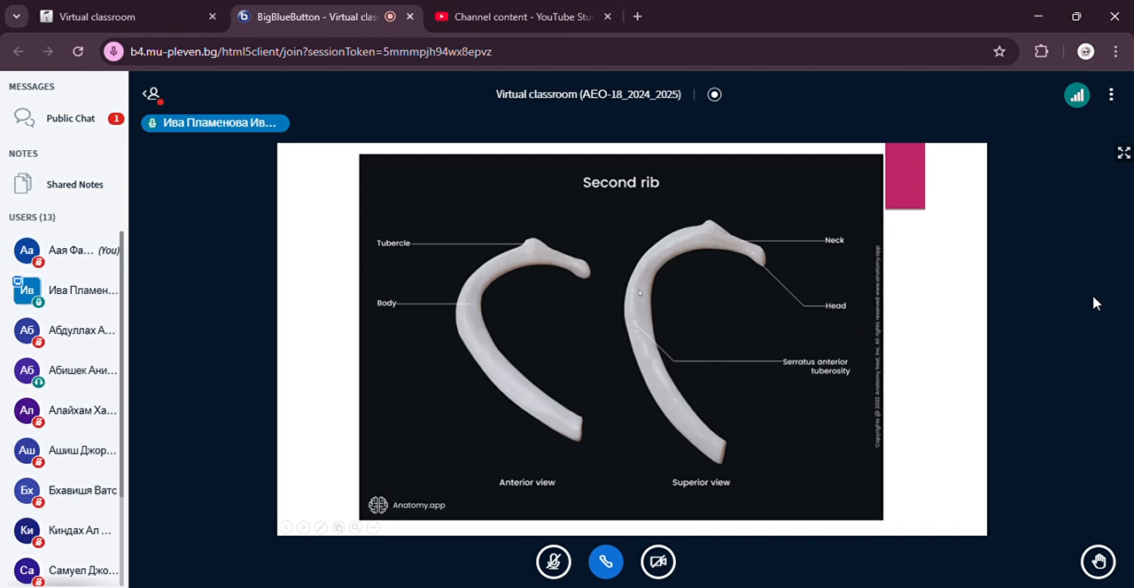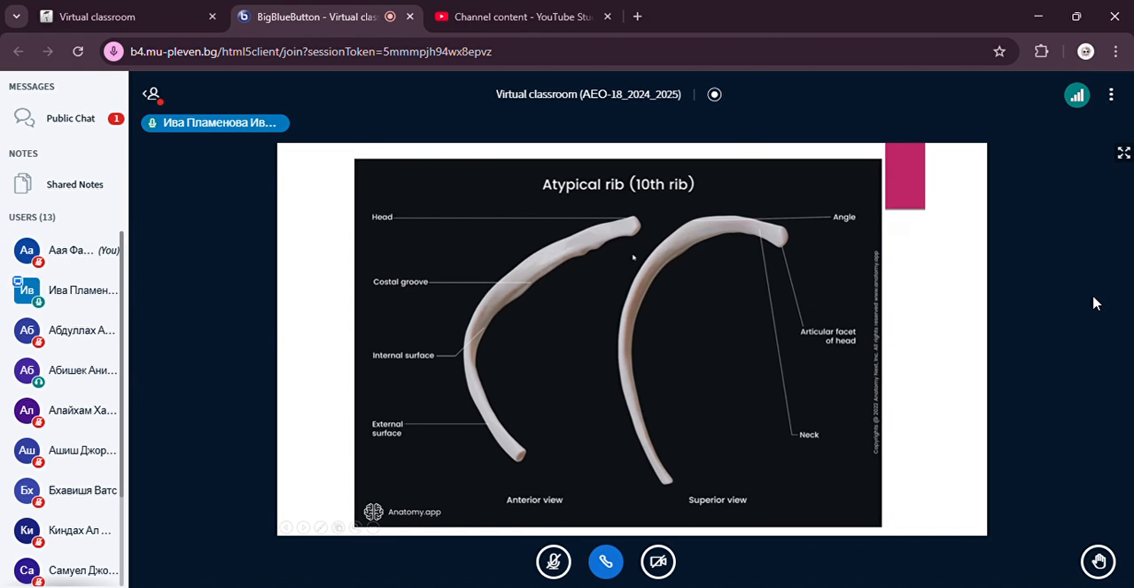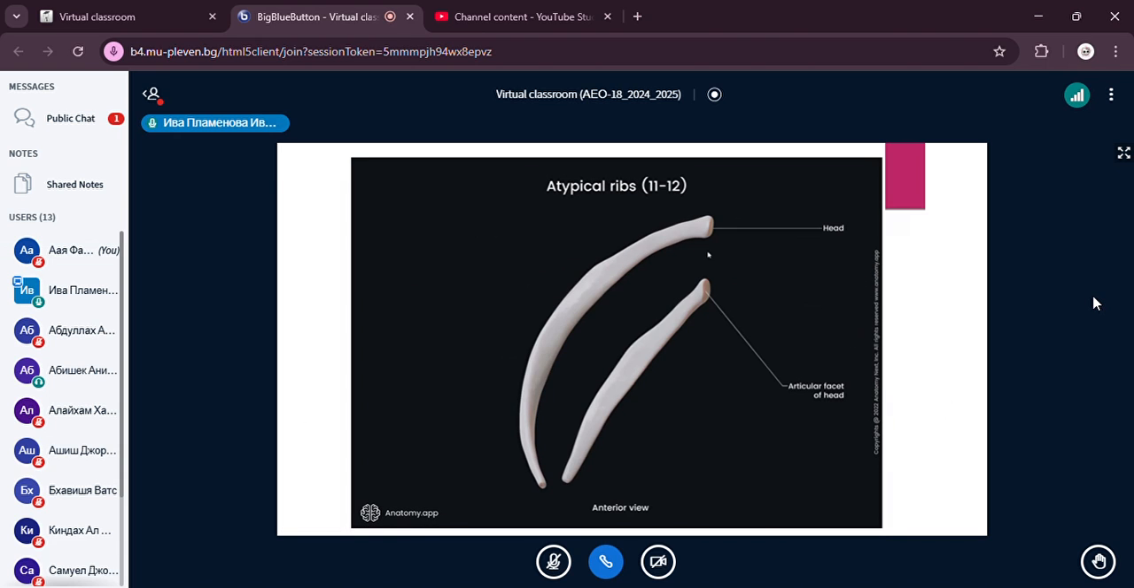Second rib. We have angle here and serratus anterior tuberosity. And that's an example for the other ribs. 10th, 12th, and that's it.